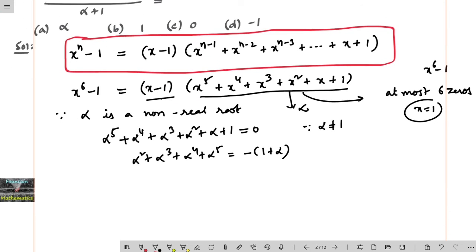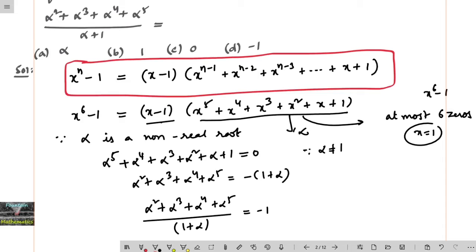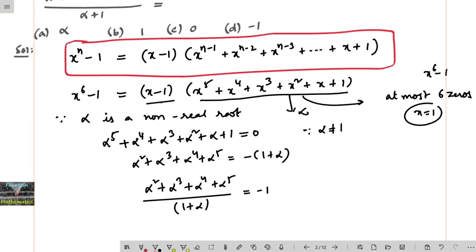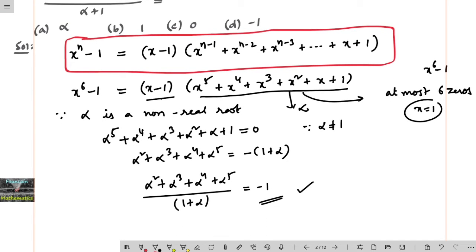Now according to the question, we can bring this here. Alpha square plus alpha power 3 plus alpha power 4 plus alpha power 5 divided by 1 plus alpha is equal to minus 1. So the question, alpha square plus alpha power 3 plus alpha power 4 plus alpha power 5 upon alpha plus 1, gives the answer minus 1. So which option? Option D. We'll move to the next question.